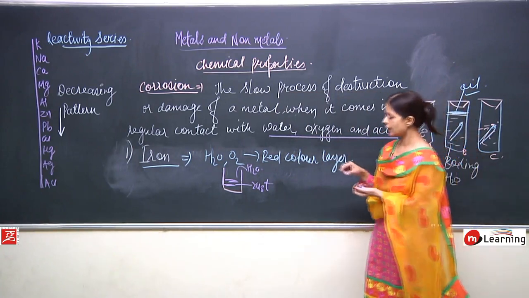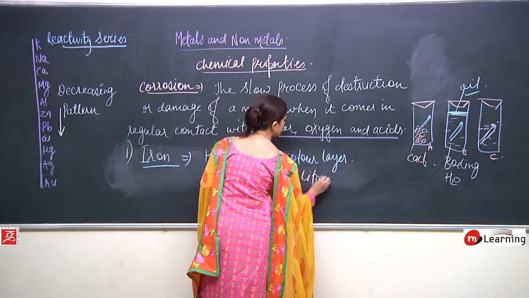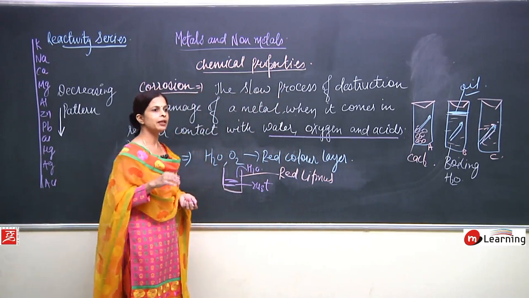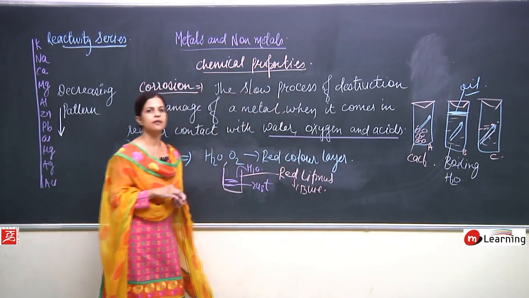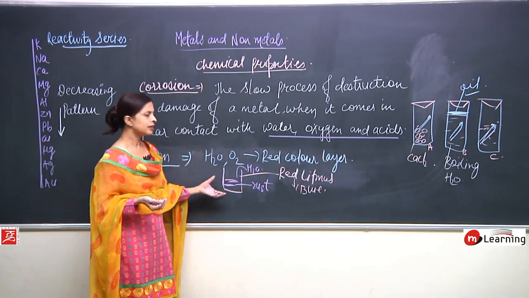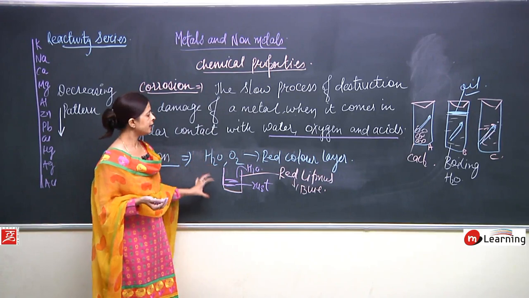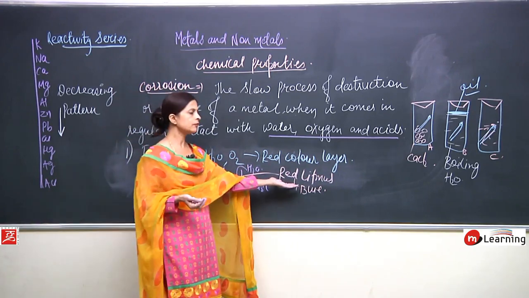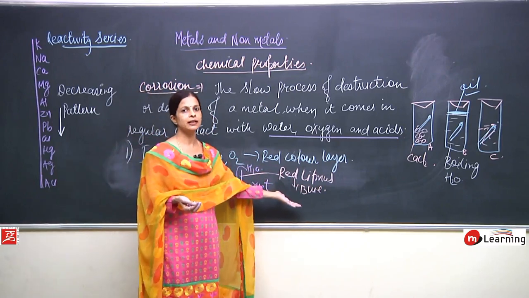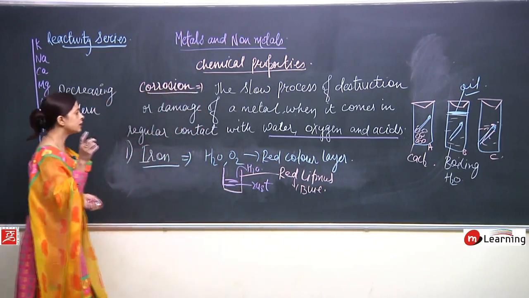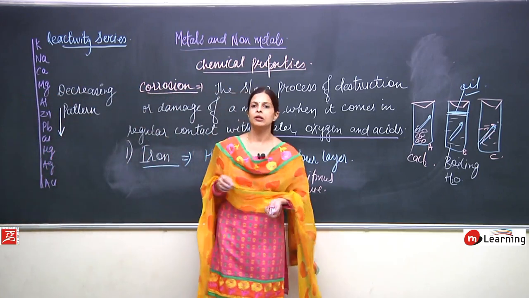Now in this, if I add red litmus paper, what will happen? It will get converted to blue. Again it will get converted to blue. So what does it prove? Rust is an oxide, and to prove that it is an oxide we have done this experiment, which again proves that metal oxides are basic in nature. So here we have discussed corrosion of iron. Now next we will talk about the corrosion of copper.